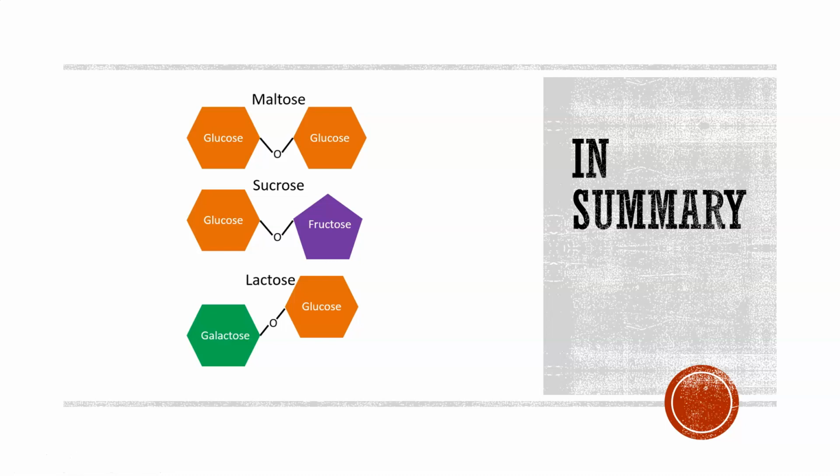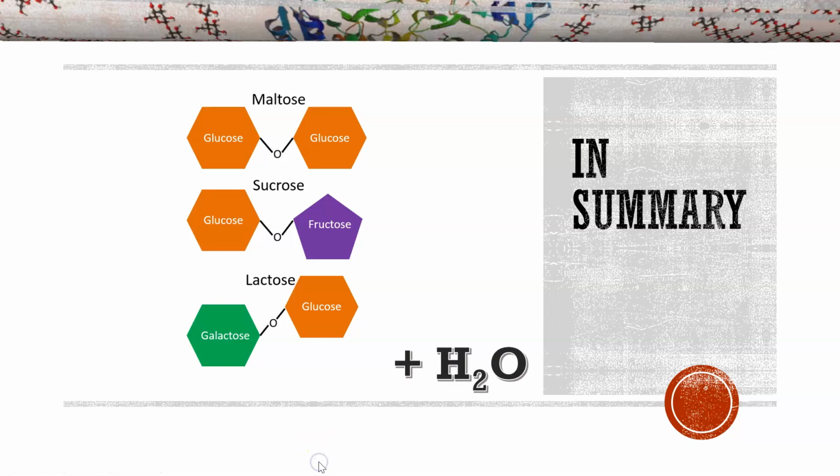So just in summary there, we had maltose, sucrose and lactose, all of which are disaccharides, but the way they're different is their monomer sugars are different. So maltose is two glucose molecules, sucrose is glucose and fructose, and lactose is galactose and glucose. And when they form during a condensation reaction, water is also released.